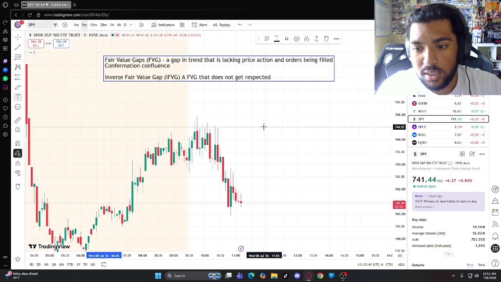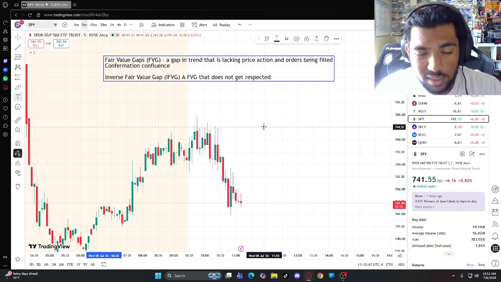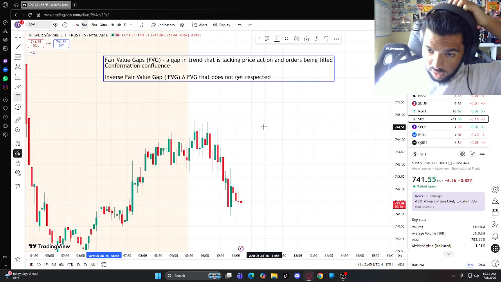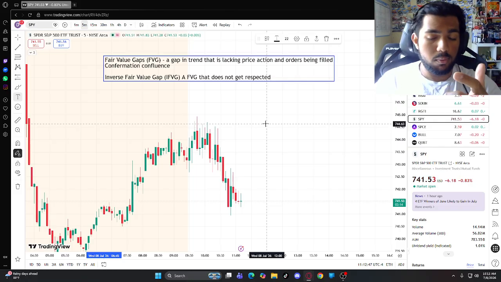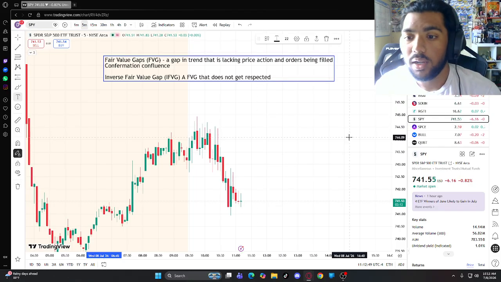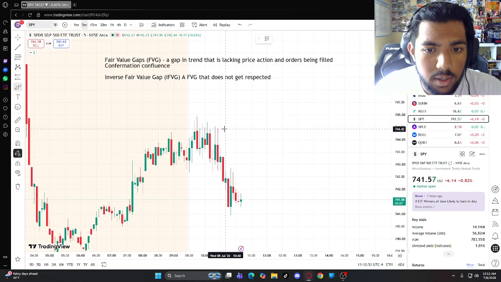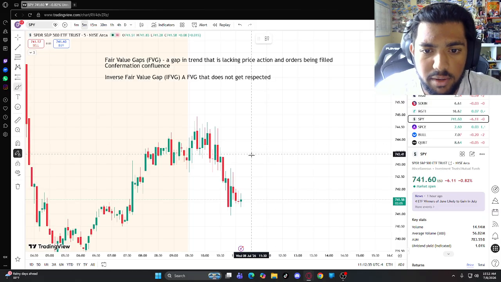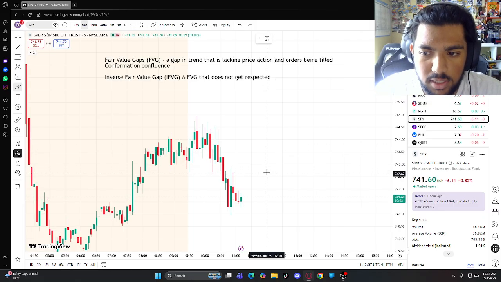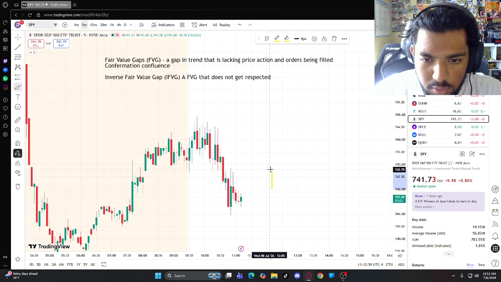Now, just because it gets disrespected, does this mean it's a bad thing? No, this can be a completely good thing if we're trying to trade into the area that we want, or if this is a way of manipulation for us to trade in the opposite direction. So I'll draw out a little spread so you can tell what an inverse fair value gap is. We'll do it with candles this time.